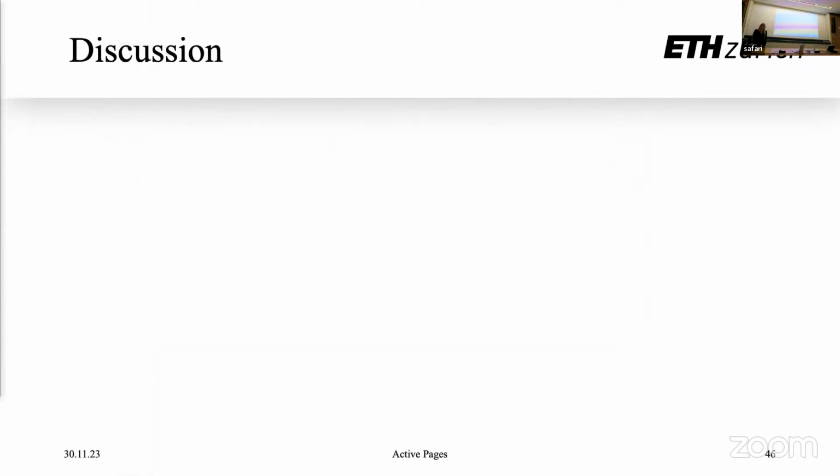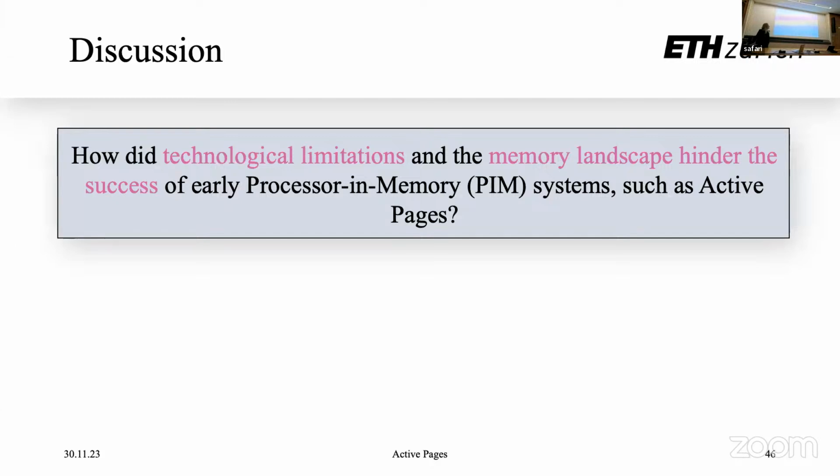Active pages is something now known as a processor in memory, or a PIM system. At the time of the publication of the paper, a lot of systems were proposed centering around the idea to include logic in memory. However, they were all unsuccessful. And now that you have seen the active page model, can you think of reasons why back then PIM systems such as active pages were not a success?